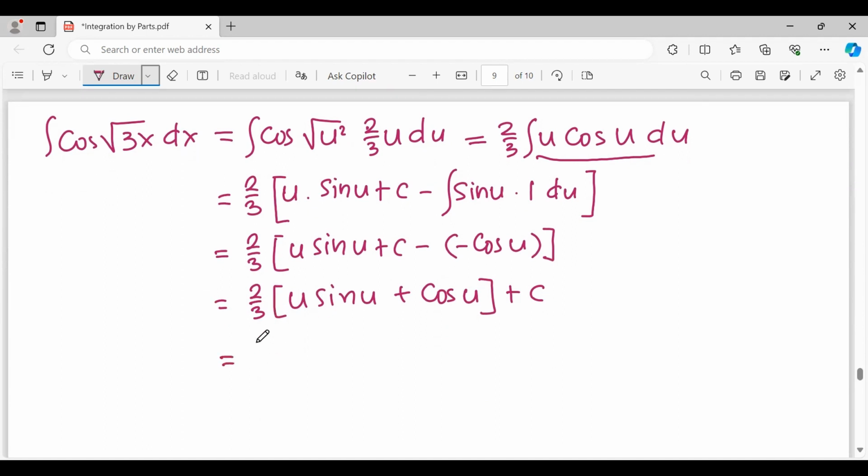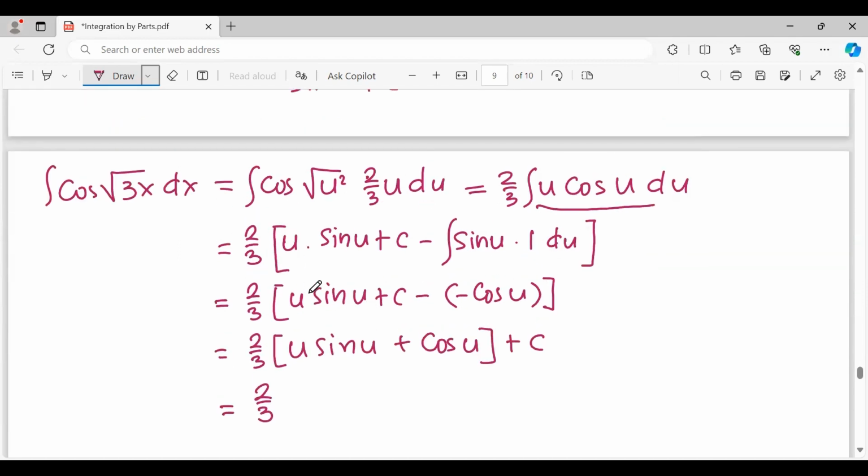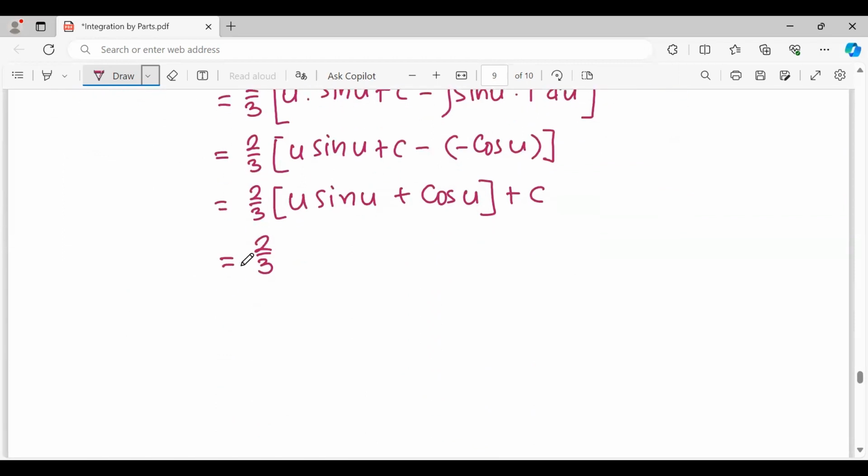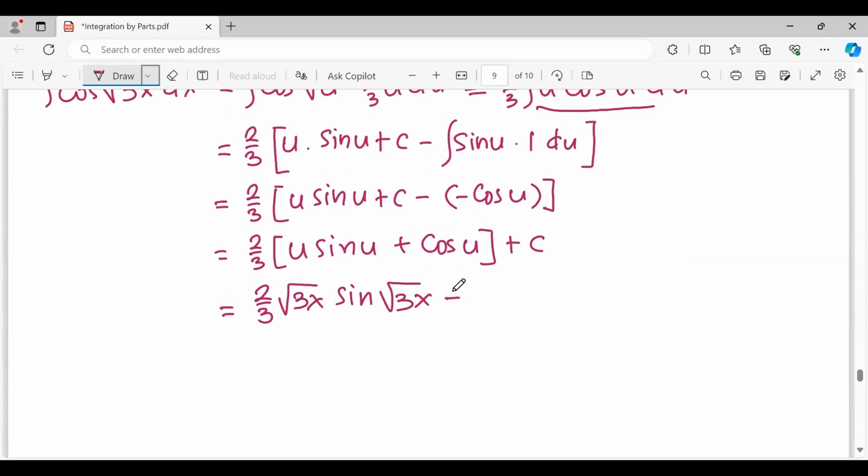Multiplying 2/3, u is square root 3x. So 2/3 times square root 3x sine square root 3x plus cosine square root 3x plus c. That's the solution.